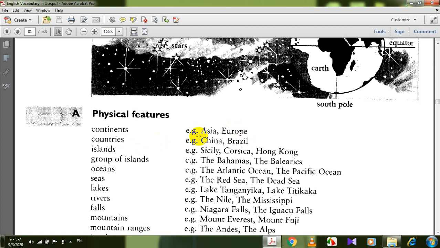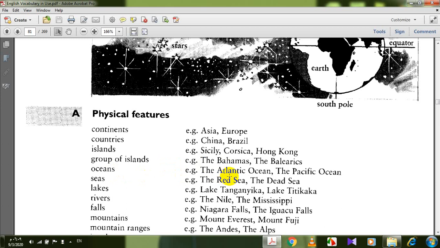With Asia, Europe, we do not use the definite article, the. With countries, China, Brazil, and even most cities, we don't use the definite article. China, Brazil, Palestine, and this stuff. Islands like Sicily, Corsica, Hong Kong, we don't use it. Groups of islands, the Bahamas, the Balearics, we use the definite article.